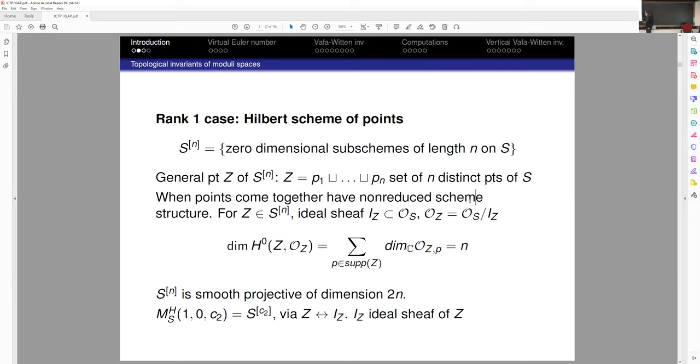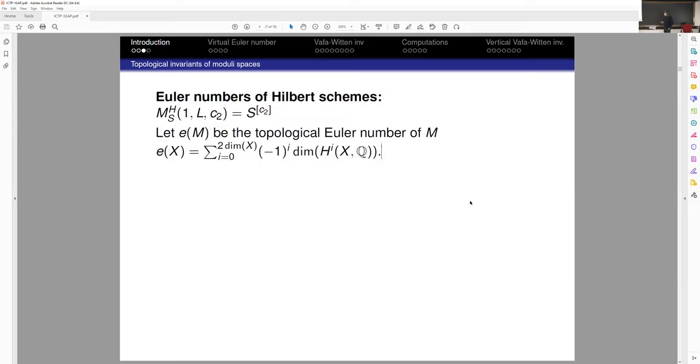And now, what does this have to do with the moduli space of sheaves? If I take the moduli space of rank one sheaves with respect to any ample bundle on S with the second Chern class c2 viewed as a number, then this is canonically isomorphic to the Hilbert scheme of c2 points, by just associating to the subscheme its ideal sheaf. So the ideal sheaf will automatically be stable, because there's basically no condition, and the second Chern class will be equal to the length of the subscheme.